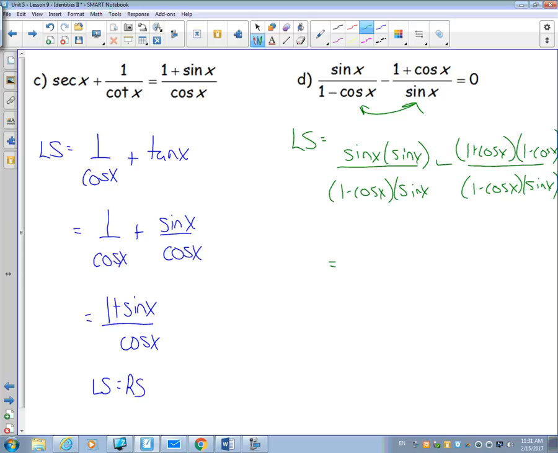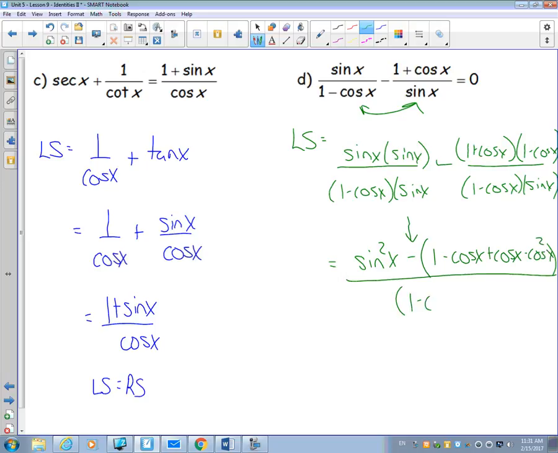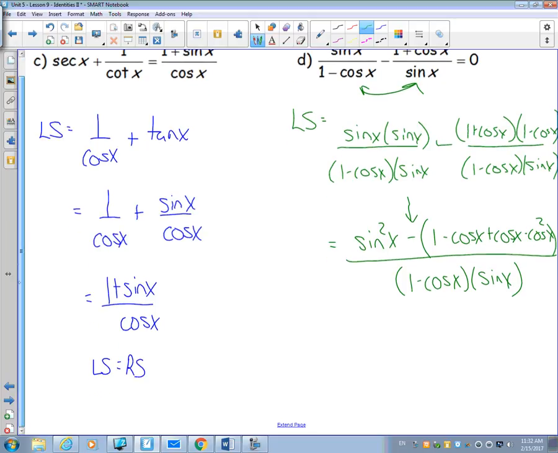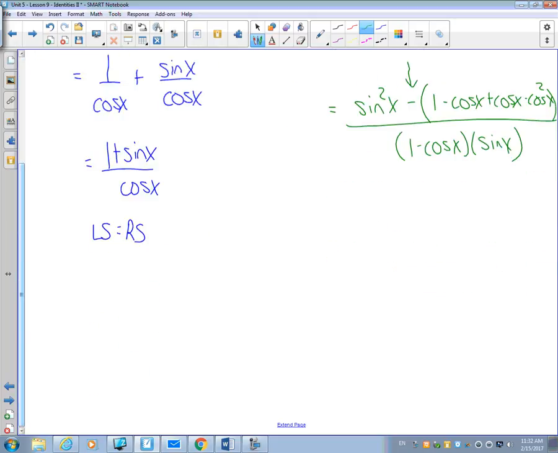Okay, let's simplify. On the top, sine times sine is sine squared. On the right side, I'm going to have to do FOIL. But because I have this subtracting sign, I'm going to have to put everything in brackets when I do FOIL, okay? So 1 minus cos x plus cos x minus cos squared x. And it's a fraction with a common denominator now, a single base, like we did when we did rational expressions. I'm going to simplify and get rid of my brackets at the same time.